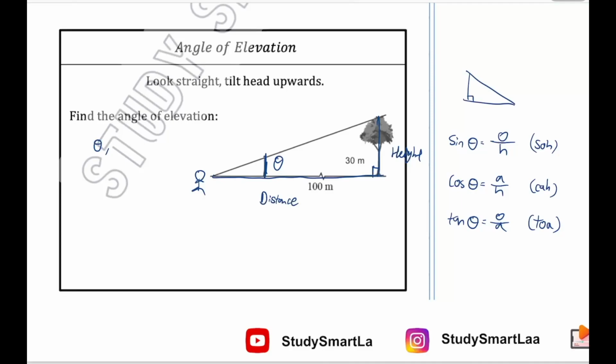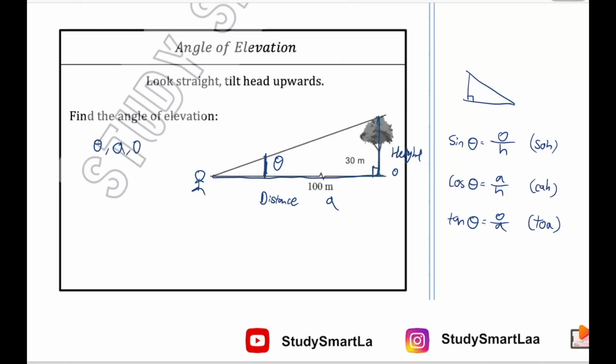Now, so I have theta, and probably in previous videos we already mentioned this is adjacent. So distance is actually the adjacent, so I have A. Why is it adjacent? Because it's right beside your theta, right? And this is going to be opposite, so the height is going to be opposite because that's the length opposite to your theta.